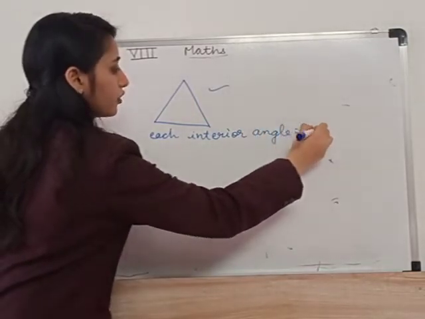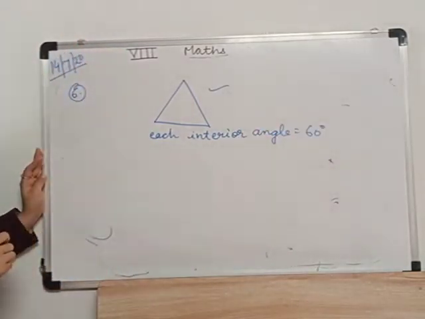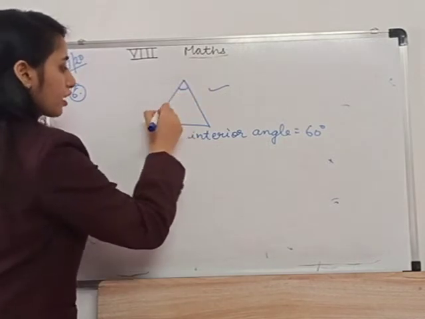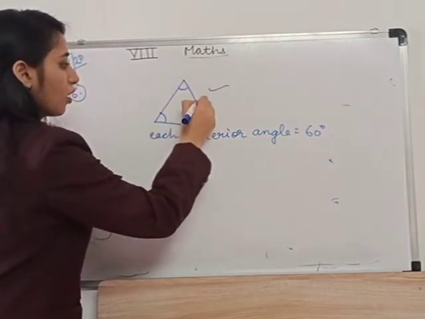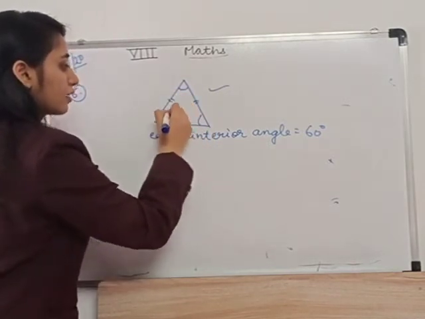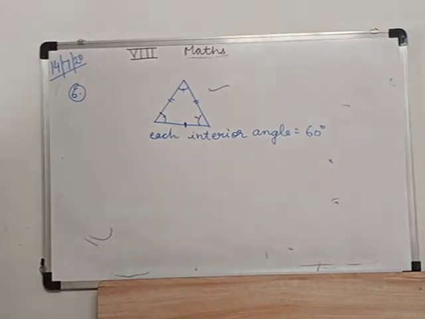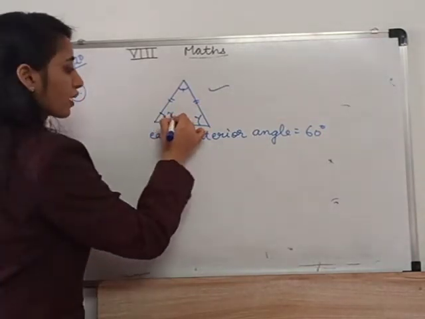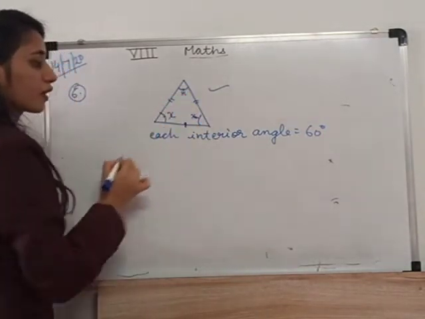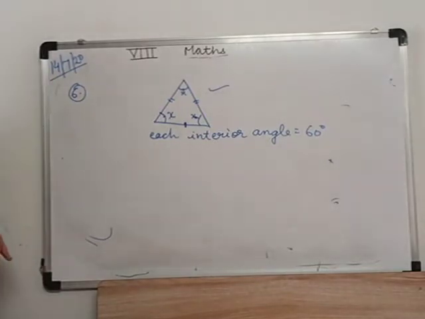What is the value of the interior angle of an equilateral triangle? 60 degrees. Each angle is 60 degrees. All sides are equal. All angles are also equal. How can we find this angle? Suppose this is angle x, this is also x, this is also x. How can we find the value of angle x?